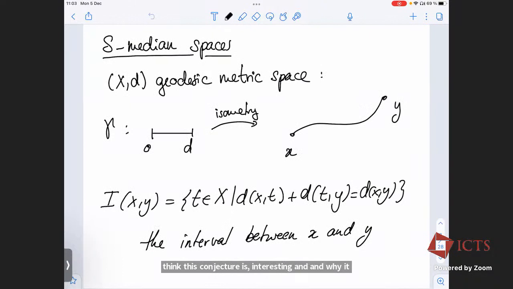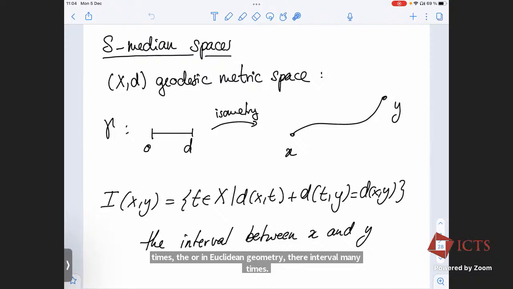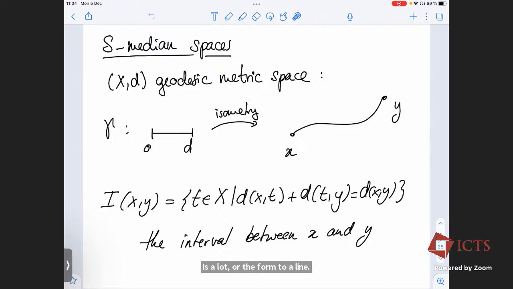So the focus of my talk is going to be delta median spaces. So what's a delta median space? I have a geodesic metric space, meaning that each time I take 2 points x and y at distance d, I can find an isometry from the segment to a path joining x to y. And this is the interval between x and y. In many spaces, like in Riemannian geometry or in Euclidean geometry, the interval is a line, or deformed to a line if the space is uniquely geodesic. But I will not assume that. In fact, I will have spaces that are non-uniquely geodesic.